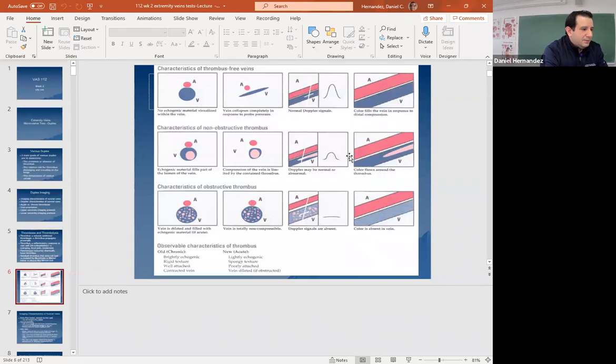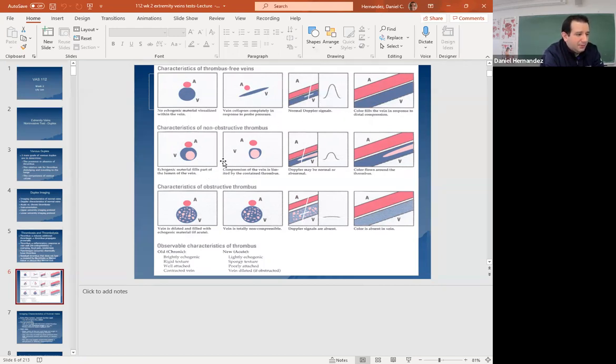So these are just some characteristics of veins. Characteristics of a vein that's free of thrombus: it's fully compressible. We're able to coapt the vein, compress it down. We have nice normal Doppler signals. The vein fills completely with color. So that's the color fill representation: vessels fill completely with color.